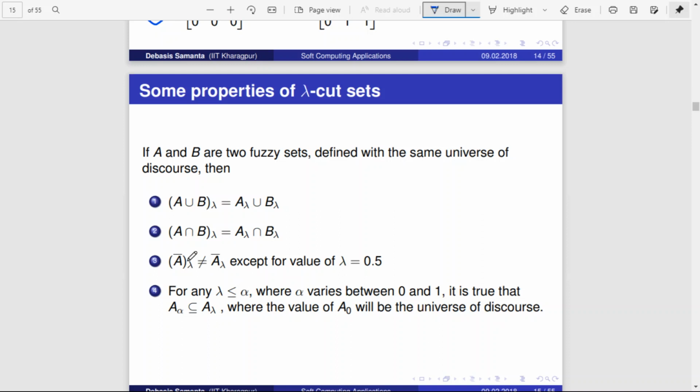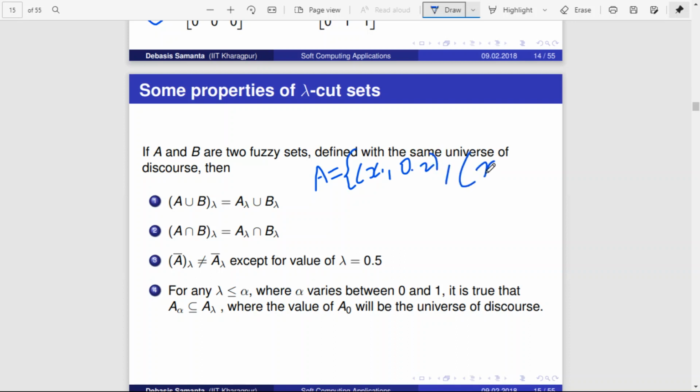See, this is quite interesting. What it says in the sense, first you perform A complement. Say the fuzzy set A is given like this. Let us take a simple set. Say x1, 0.2, and x2, 0.6. Okay. So let us consider this as a fuzzy set.